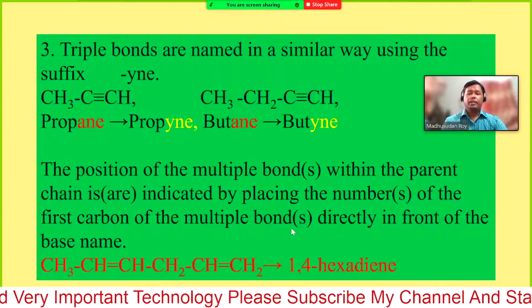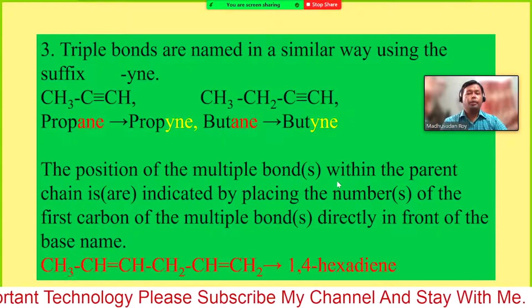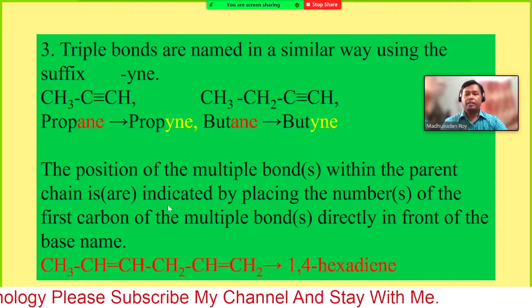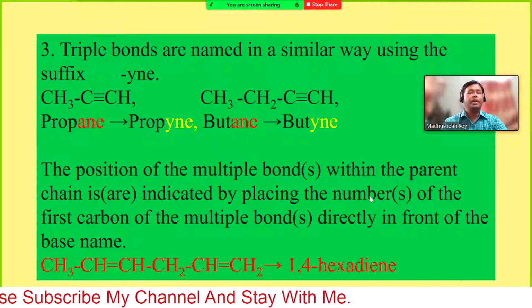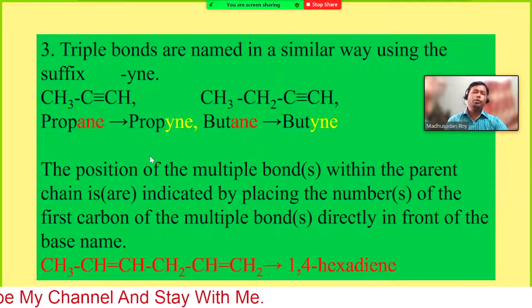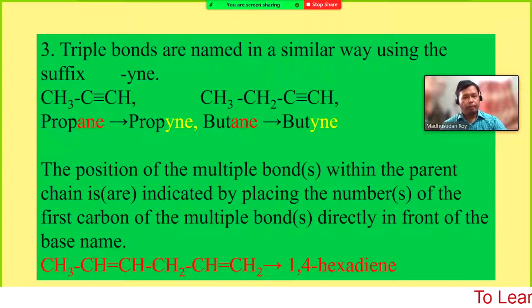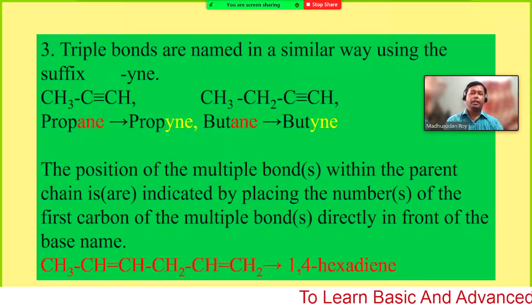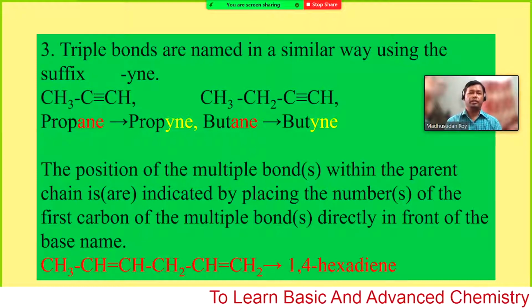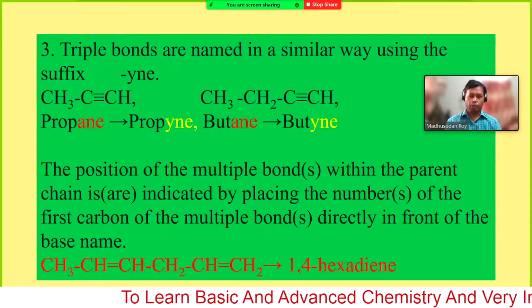Okay, the position of the multiple bonds within the parent chain is indicated by placing the numbers. If you have 2 or 3 multiple bonds, double or triple bonds, in that case you need to mention the positions. Even if you have one double bond or one triple bond but not at the first position, in that case you need to mention it also.